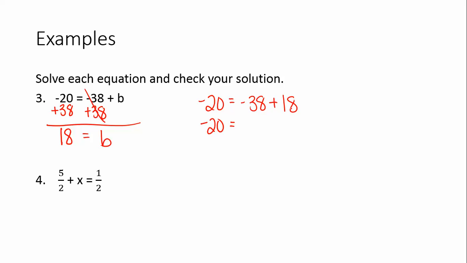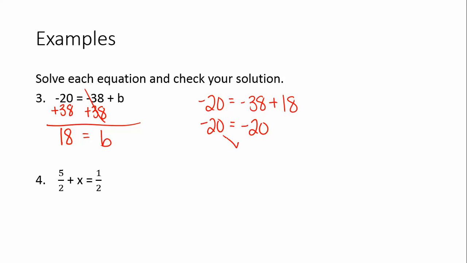Negative 38 plus 18, again, those numbers have opposite signs, so you need to subtract them. 38 minus 18 is in fact 20. And since 38 is larger than 18, the 38 has the negative, so our answer is negative. So the left does equal the right. Hopefully you got that one right, and if not, you can see where you went wrong.